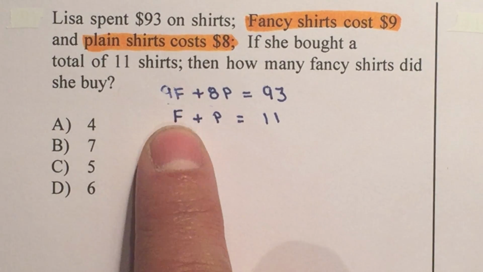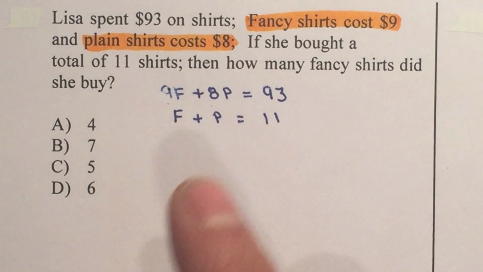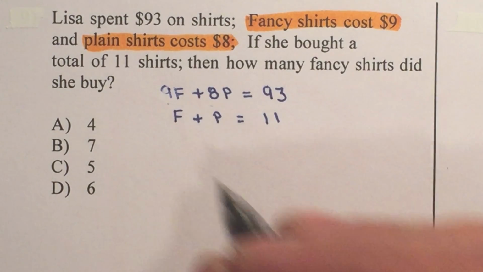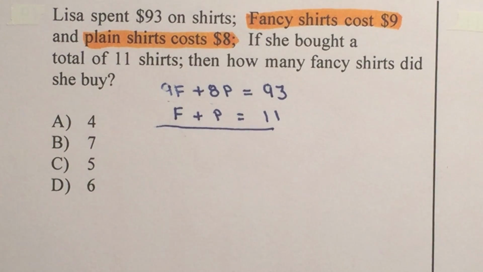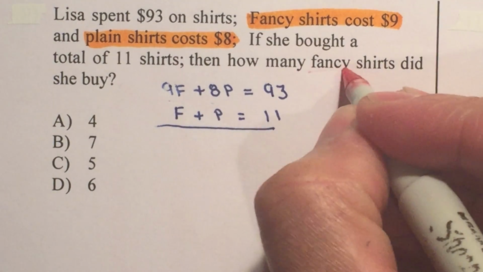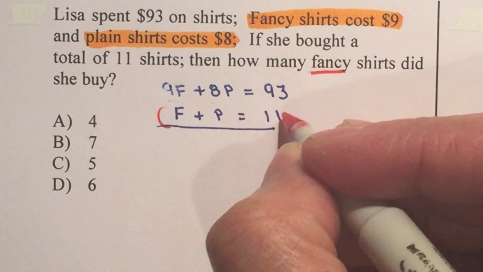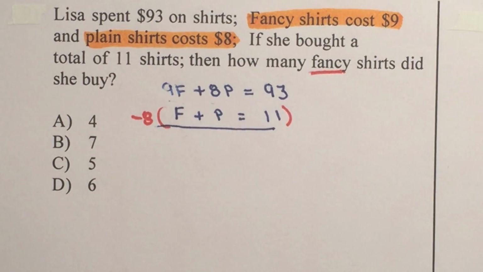In this case, because they lined up, the F's, the P's, the equal sign, and then the number, they're in standard form, so I can solve it by combination. Since they're asking how many fancy shirts did she buy, I'm going to cancel the P's. I'm going to multiply by -8 because I want them to have the same number but different signs.